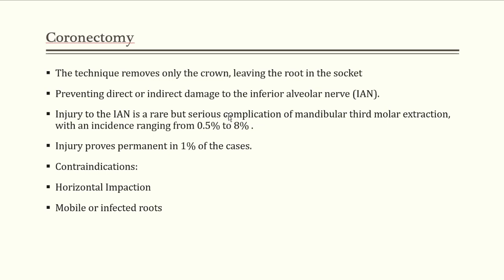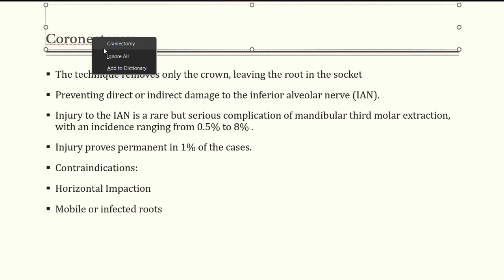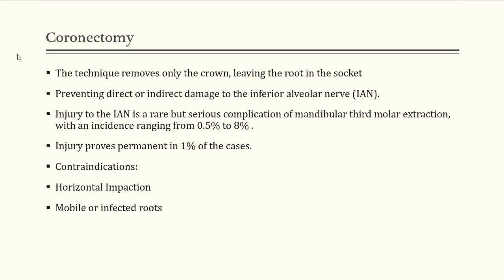Now, there's something which we call coronectomy. Coronectomy is we remove the crown of the tooth only and leave the roots. Here, if it's close to the ID nerve, it is to prevent damage to the ID nerve. Injury to the inferior alveolar nerve is a rare but serious complication and can range from 0.5 to 8%, and 1% it's permanent. Indications include mesioangular impaction that are very close to the ID nerve or inside the ID nerve.